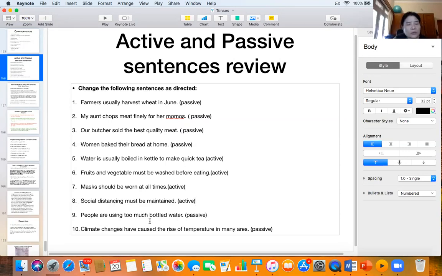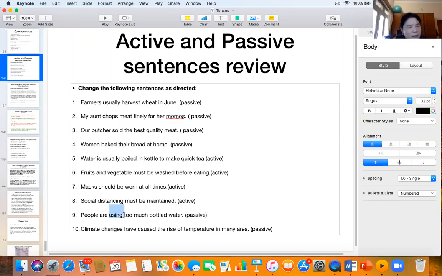People are using too much bottled water. Now you can use this with the bottled water. Too much bottled water are used. You have to make it passive. Too much bottled water are used. Not are. This water is uncountable. So don't use are. Use is. Too much bottled water is used.